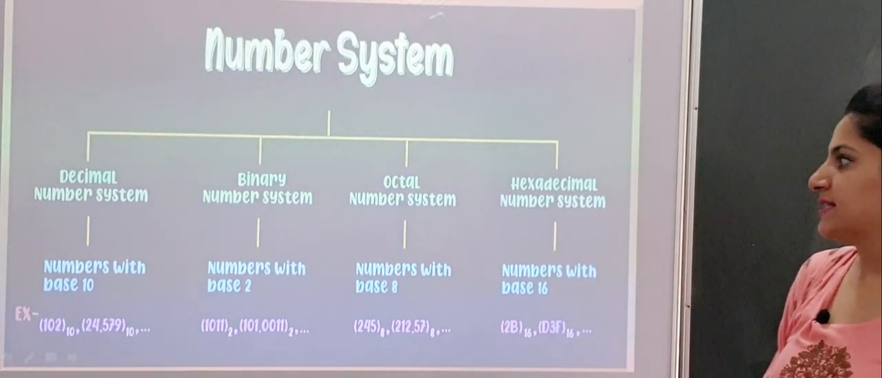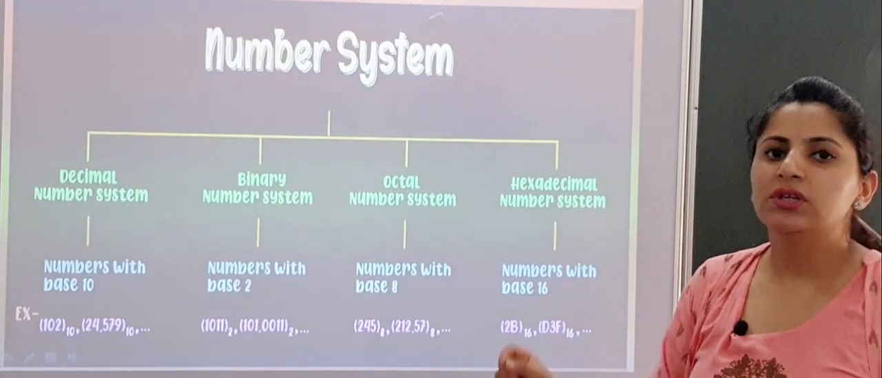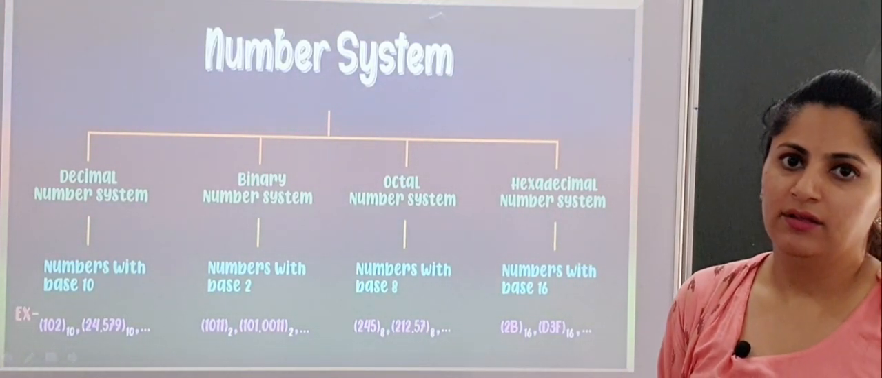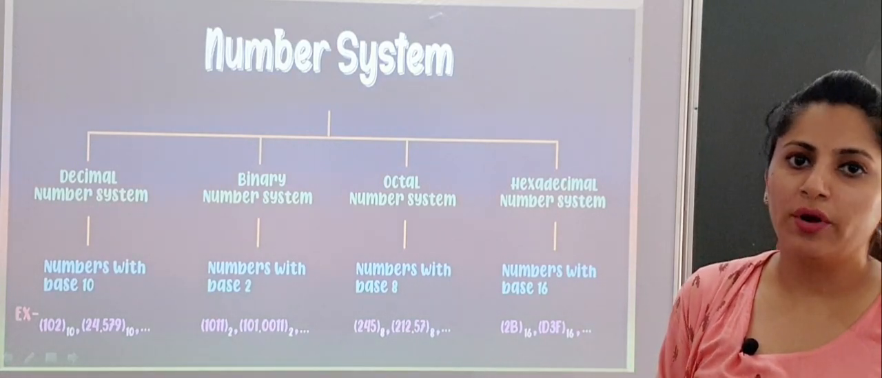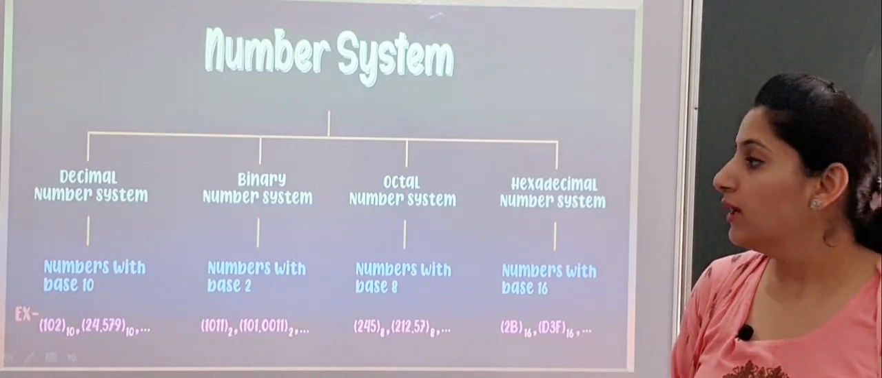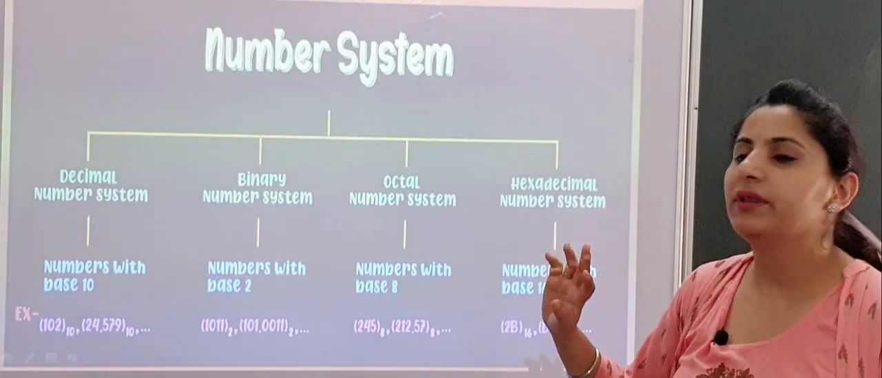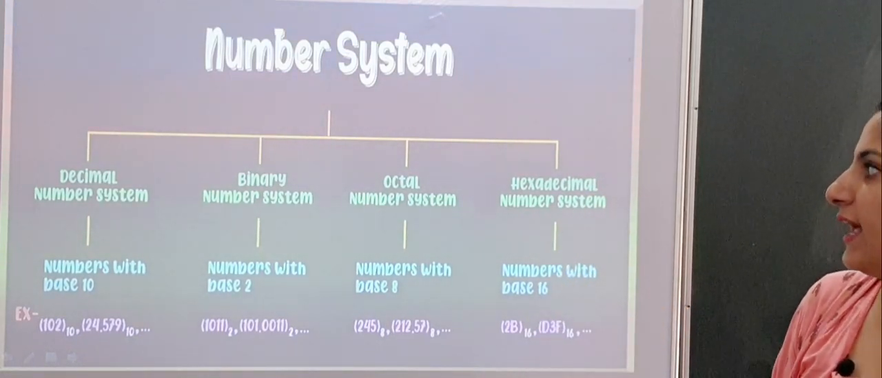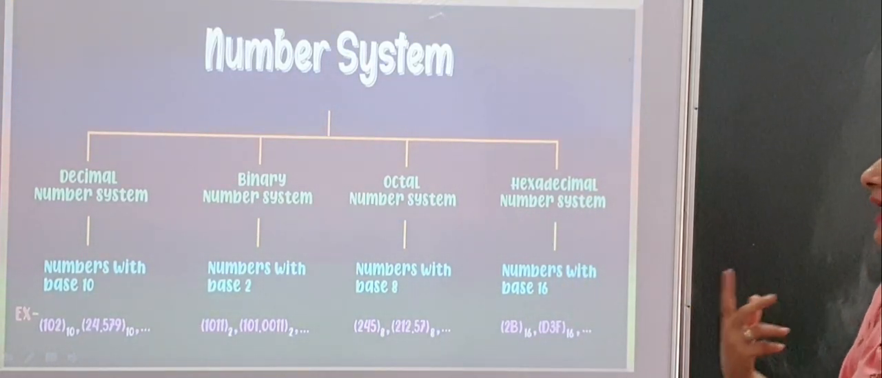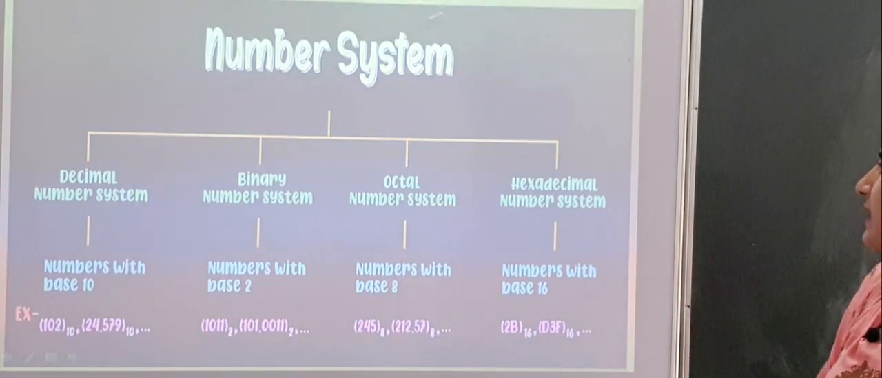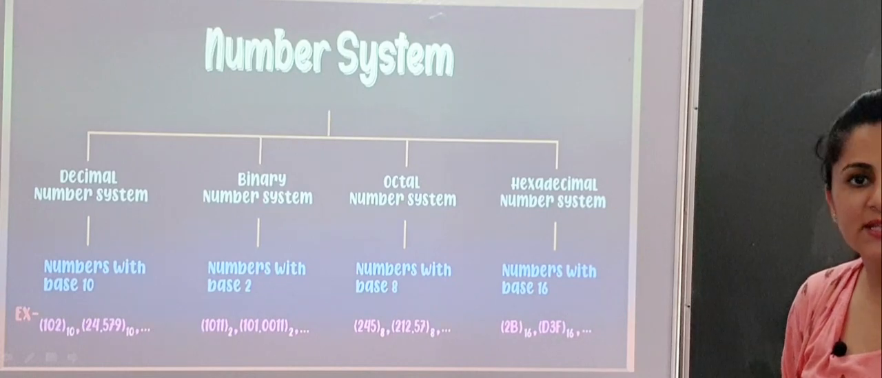Next is the binary system. All the computers, all the digital media, mobile phones, each and every coding anywhere in digital media is done by taking the number with base 2. So basically the number system has been categorized into 4 categories: decimal, binary, octal, that is base 8, and hexadecimal, that is base 16.